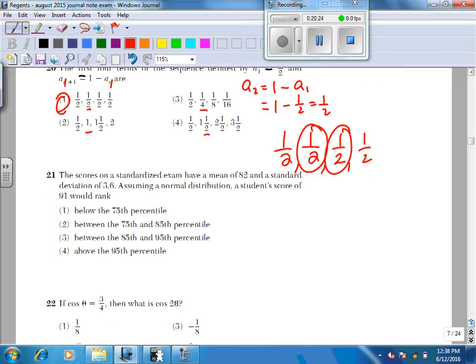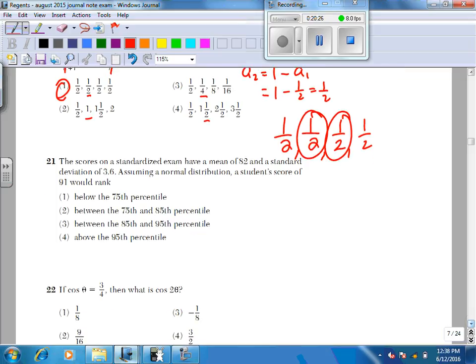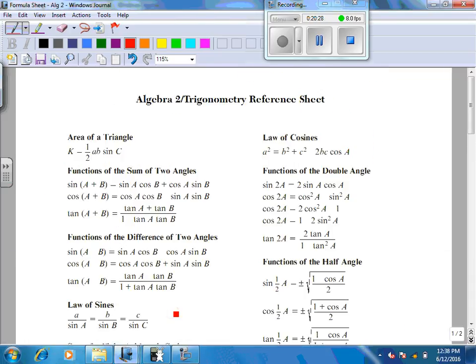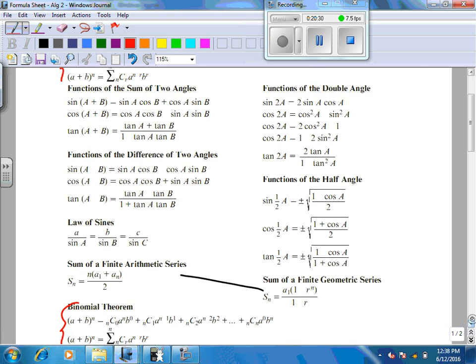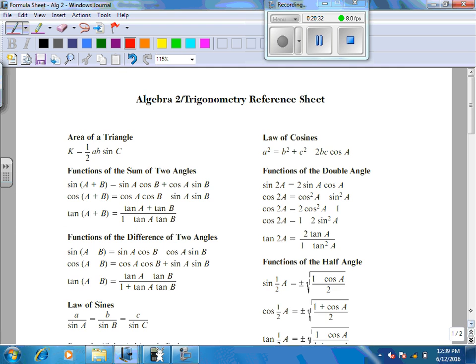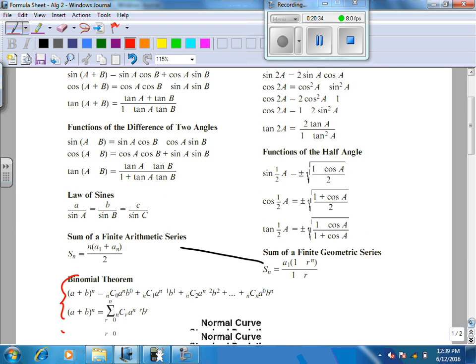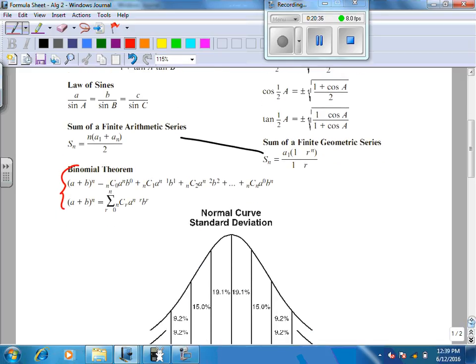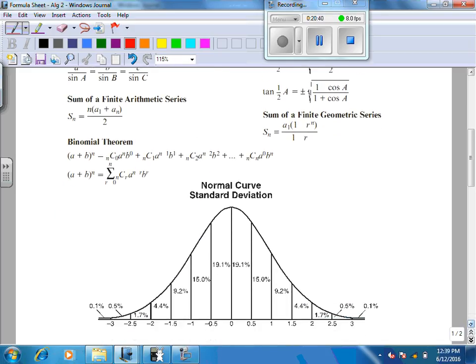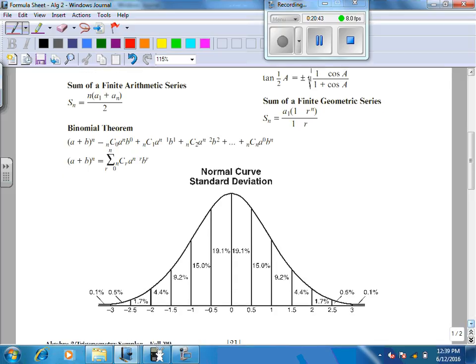Okay, number 21 is going to require me to use my normal distribution curve. So I'm going to switch sheets to my formula sheet. And let's see, what did they tell us? What did they tell us about this problem? They told us that the mean was 82, so that goes in the middle.